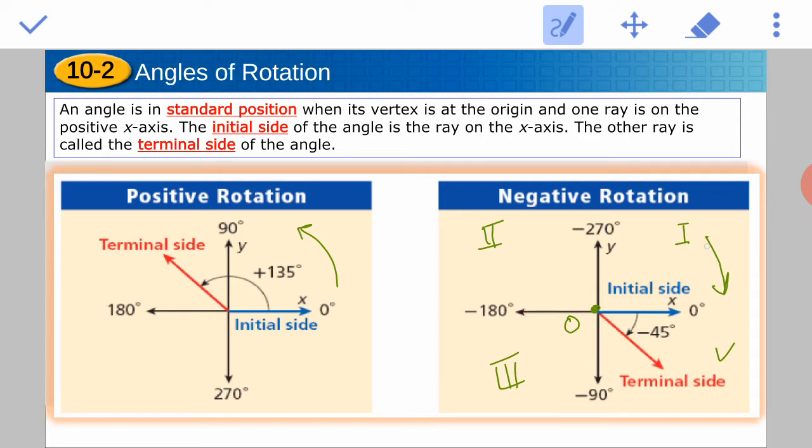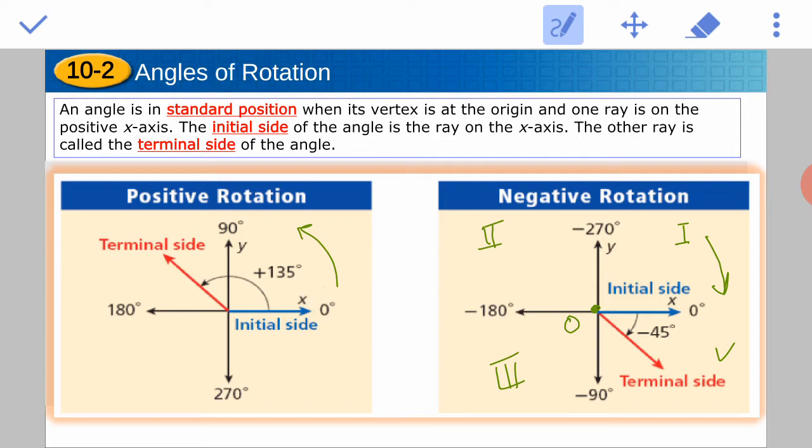If the rotation is clockwise, the angle is going to be a negative angle, like this angle, negative 45. We start from 0 and we rotate 45 degrees in the clockwise direction. This negative sign refers to the direction, not the measure of the angle. The amount of rotation is 45 degrees and the negative sign means clockwise direction.